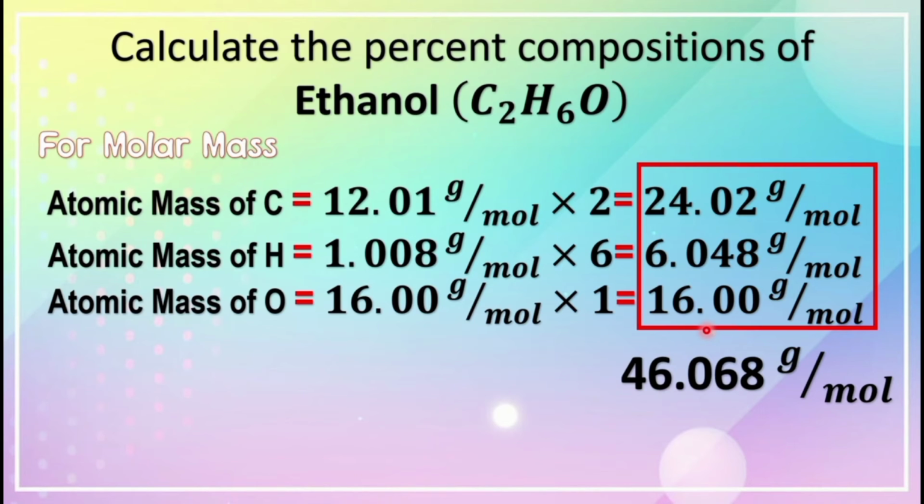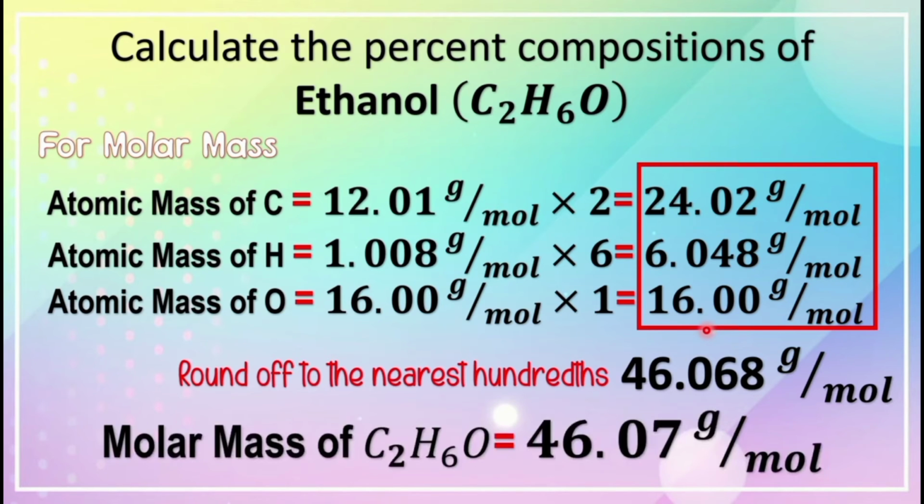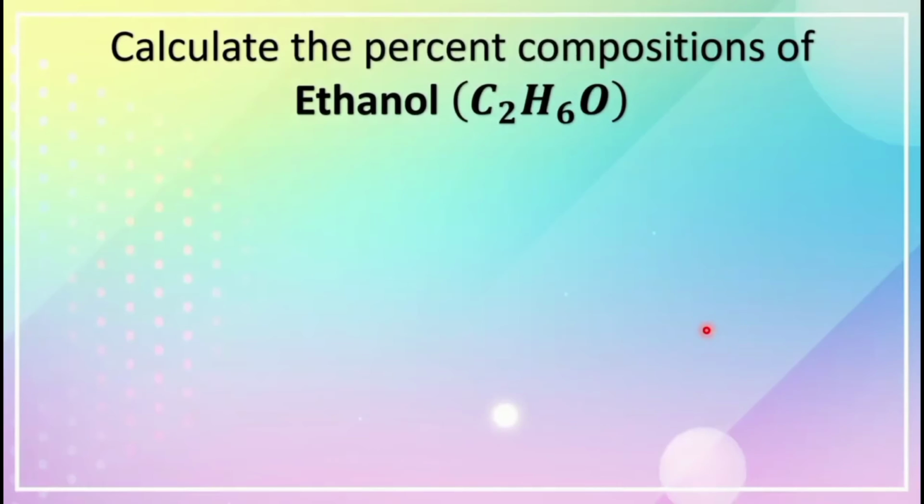Now, step 2. Add all the products. So, 24.02 grams per mole plus 6.048 grams per mole plus 16.00 grams per mole, a total of 46.068 grams per mole. You need to round off your answer to the nearest hundredths. Therefore, the molar mass of ethanol is 46.07 grams per mole. Step 3. Determine the mass percent.